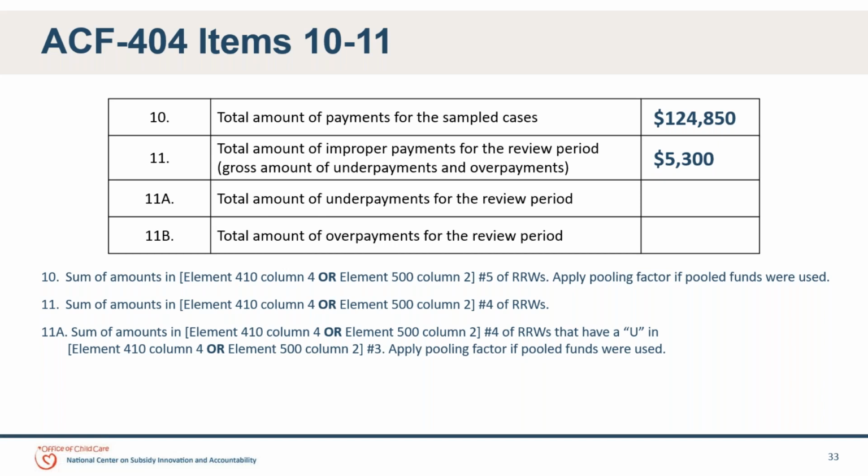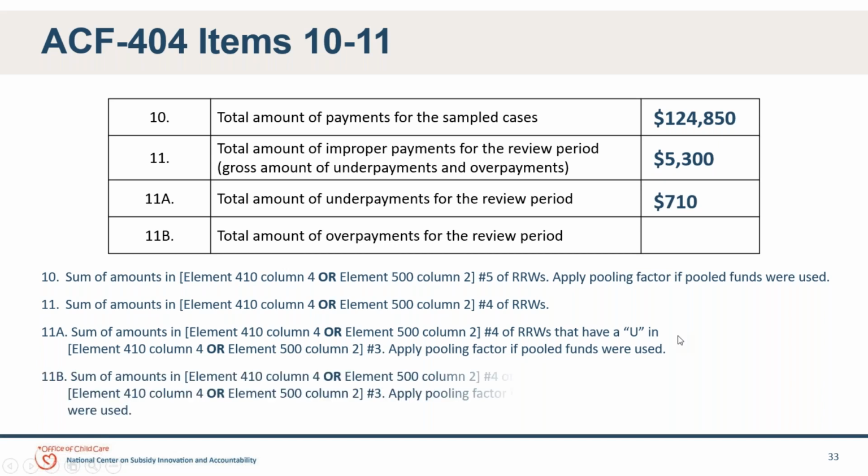So item 4 again is that improper payment amount. And number 3 asks if it was an overpayment or an underpayment. So for any worksheet that had an underpayment, you would sum up those amounts recorded in number 4. Apply the pooling factor here if applicable. 11B, we do the same thing. We're summing up those improper payment amounts that are recorded on the record review worksheet case summaries, but this time only for those that have an O in number 3. And again, you'd apply the pooling factor here if applicable. So we have 4590 for the amount of overpayments and 710 for the amount of underpayments. And adding those together, we get 5,300.